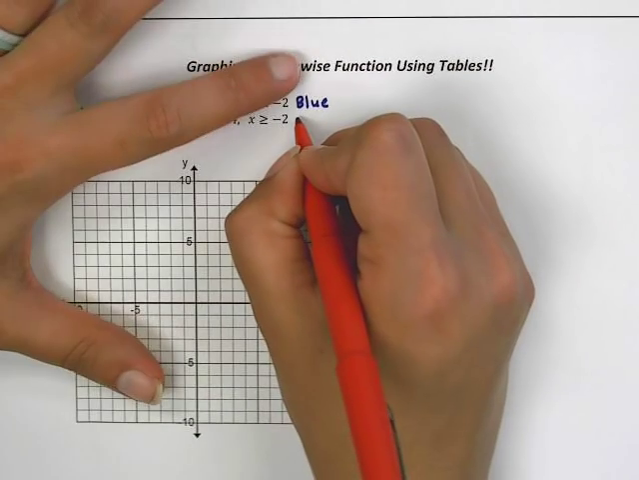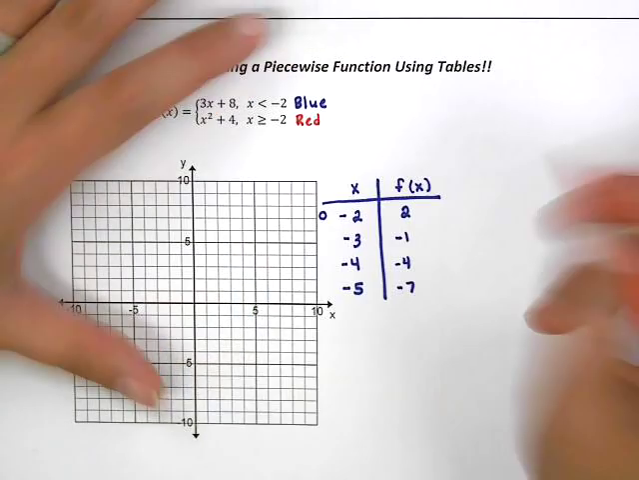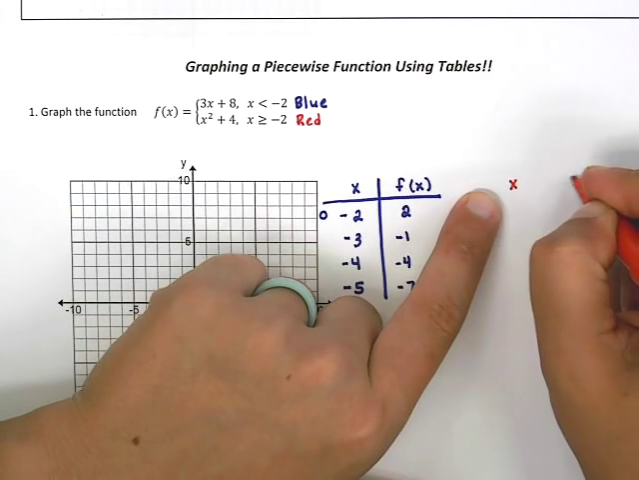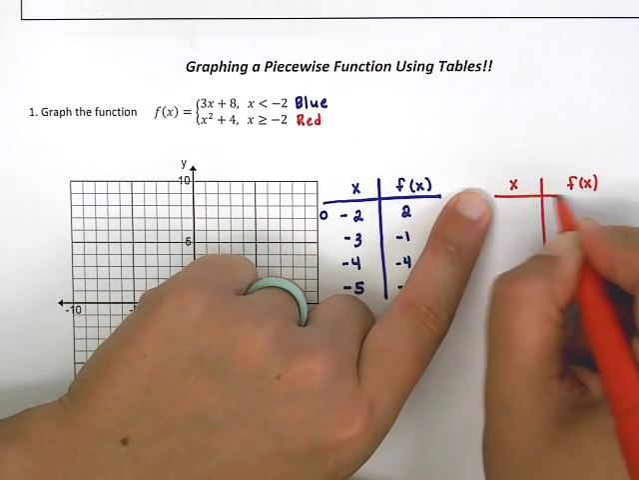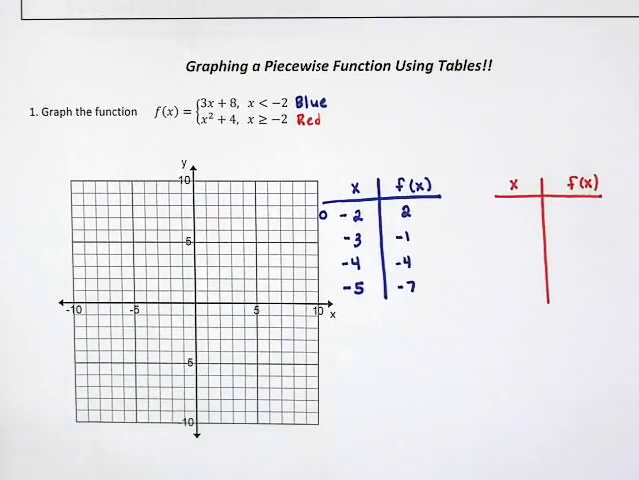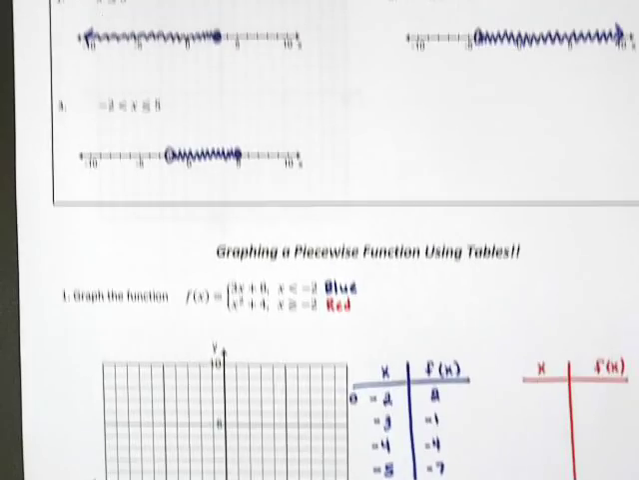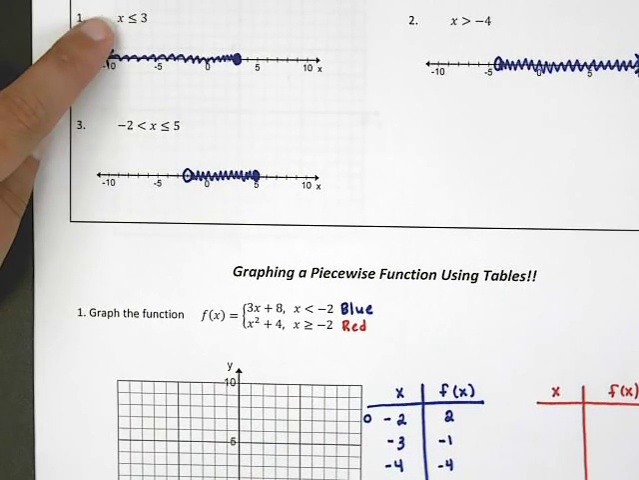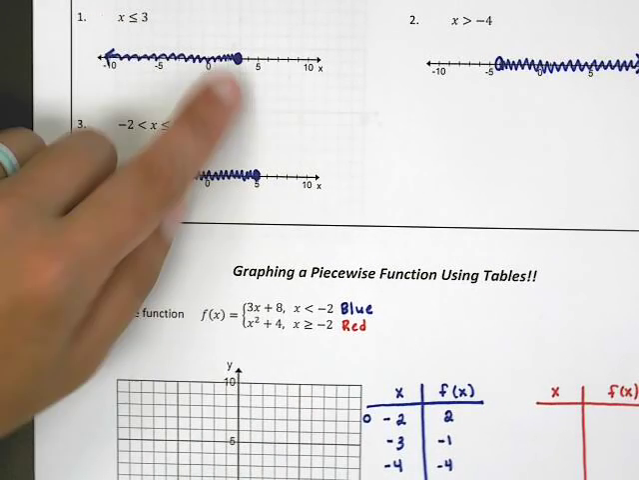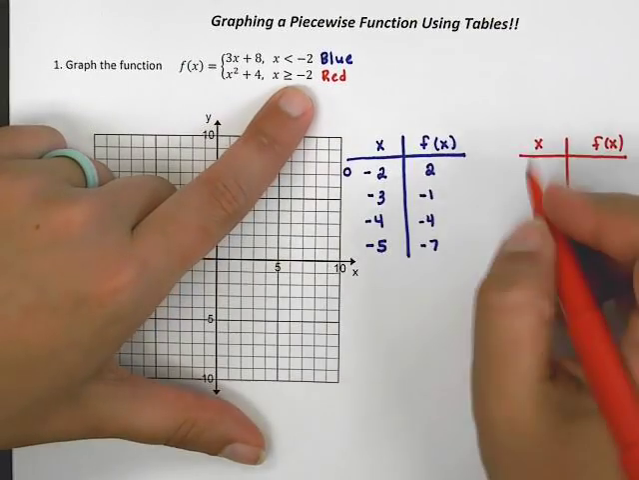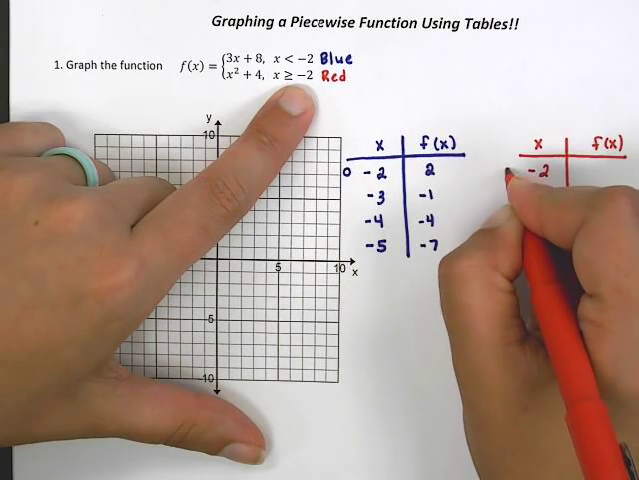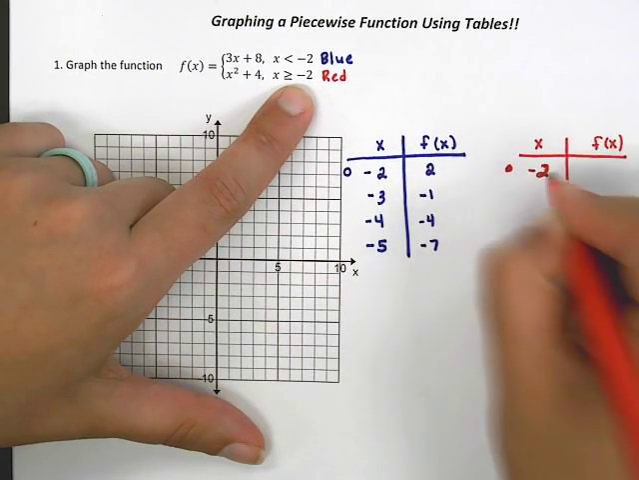Now for the second part of my values here, I'm going to be looking at the second function. So I'm going to be doing this part in red. And again, I'm going to make an input-output table, x and f of x. Now this says x is greater than or equal to -2. So just like when we graphed this inequality and we were less than or equal to 3, we still started with 3 and we just made that a closed circle. We're still going to start with -2 here. We're just going to make it a closed circle when we graph it.